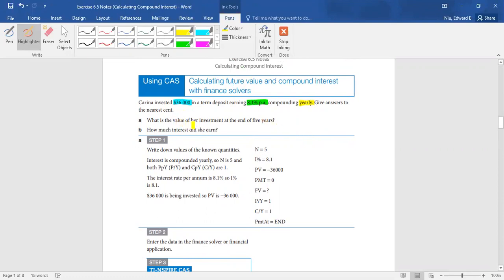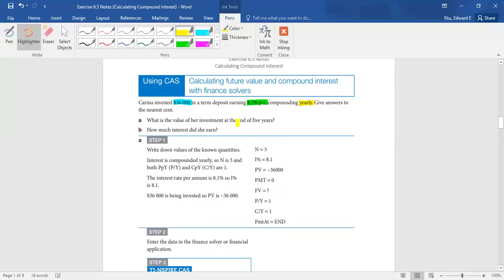Part A, what is the value of her investment at the end of 5 years? Now, you can do this with the by hand version that we did in the first example, or you could use a financial solver. There's no right or wrong. Eventually, we're going to have to use a solver, so I think it's a good idea to do both just for this exercise, and then pick and choose which one you prefer for compound interest later. But we do need to familiarize ourselves with the financial solver.